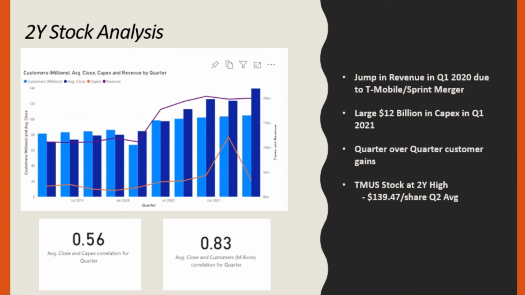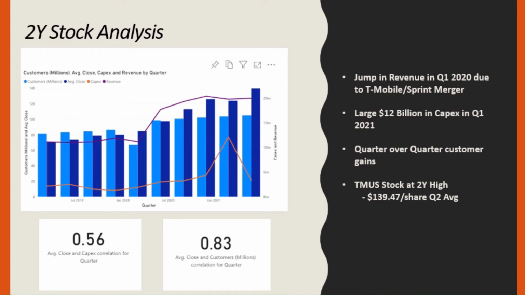However, over the course of the last 2 years, there is a steady increase in both revenue and customer gain. Those two we can anticipate are correlated. T-Mobile stock is also trading at a 2-year high. The quarter 2 average value of the stock was a little over $139 a share.